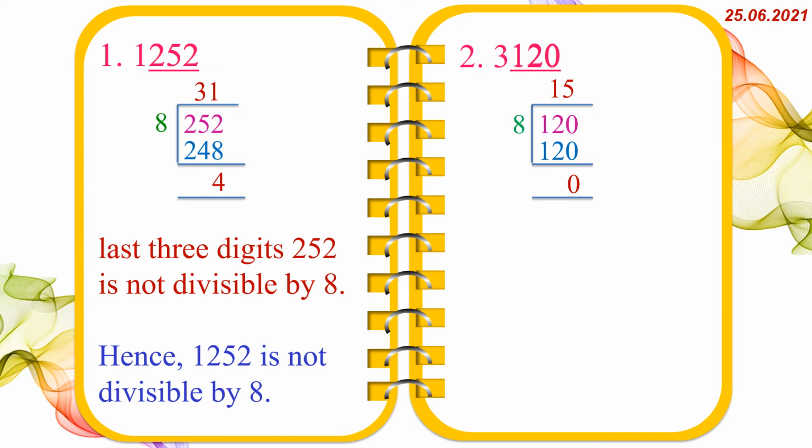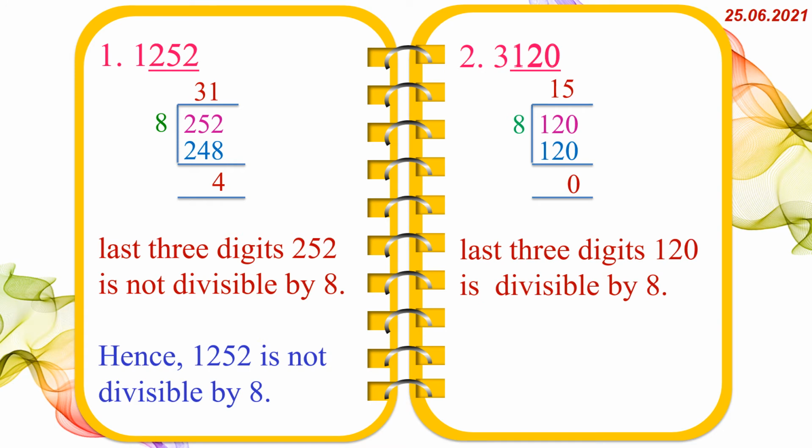So therefore it is a complete division. So 120 is divisible by 8. That is, the last 3 digits, 120, are divisible by 8. Hence 3120 is divisible by 8. That's all.